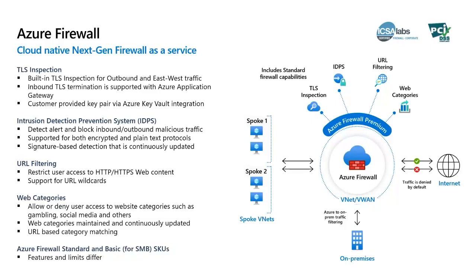Lastly, the premium SKU is recommended to secure highly sensitive applications in regulated environments, such as payment and healthcare industries. It supports advanced threat protection capabilities like intrusion detection and prevention, TLS inspection, and URL filtering for application rules and web categories. This premium SKU can handle up to 100 gigabits per second of network throughput and up to 10 gigabits per second for fat flow support.